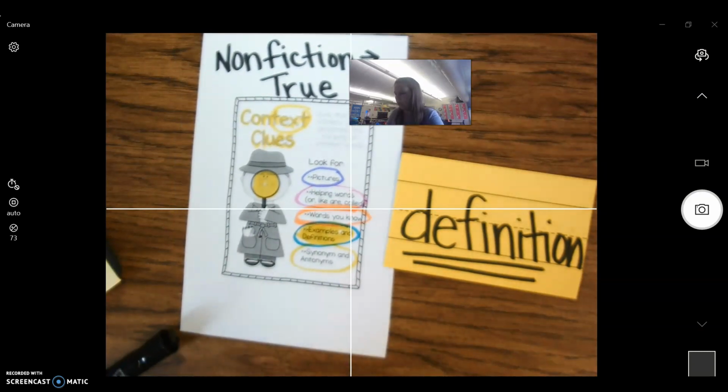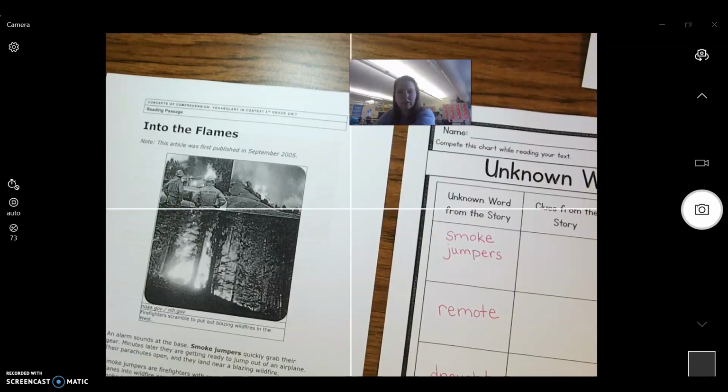Okay, so let's review real quick. Context clues are strategies that we can use to help us understand an unknown word, meaning a word that we don't know what it means. So let's move on and let's get started on learning how to look for definitions.